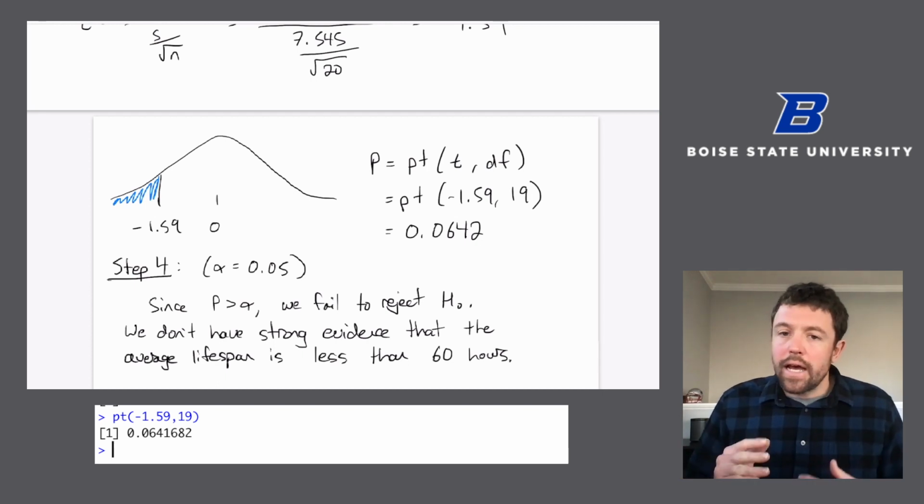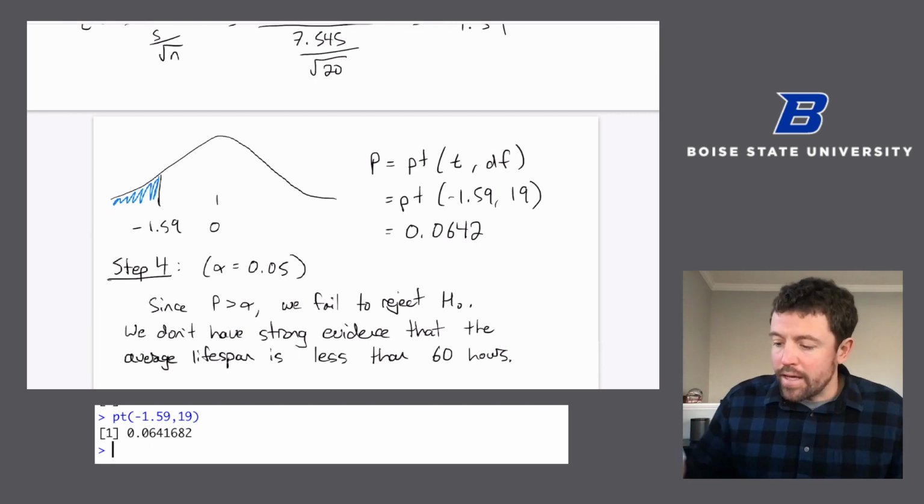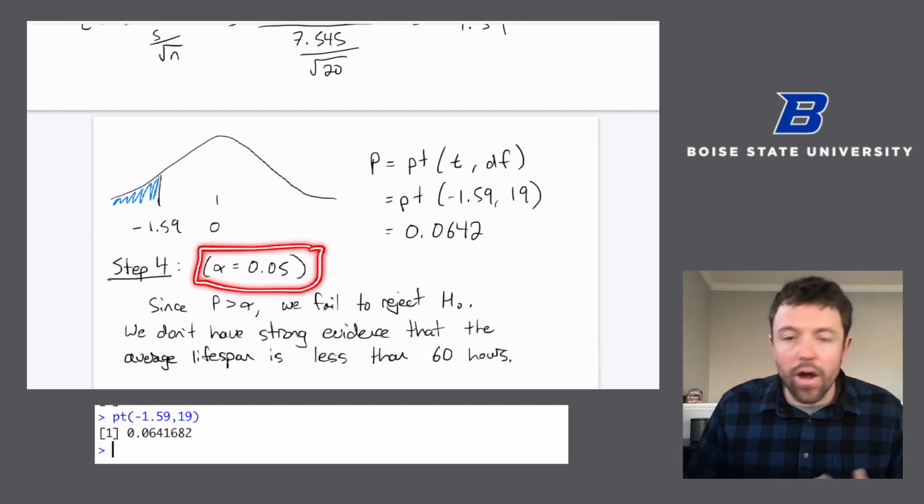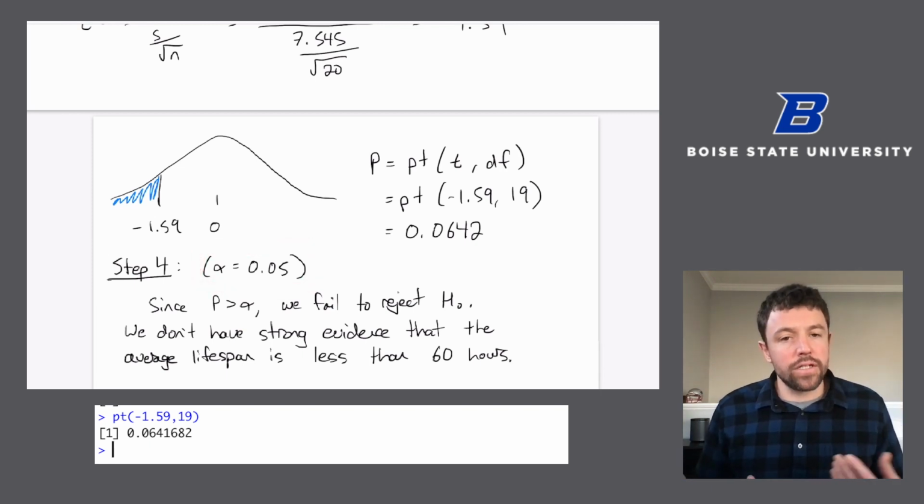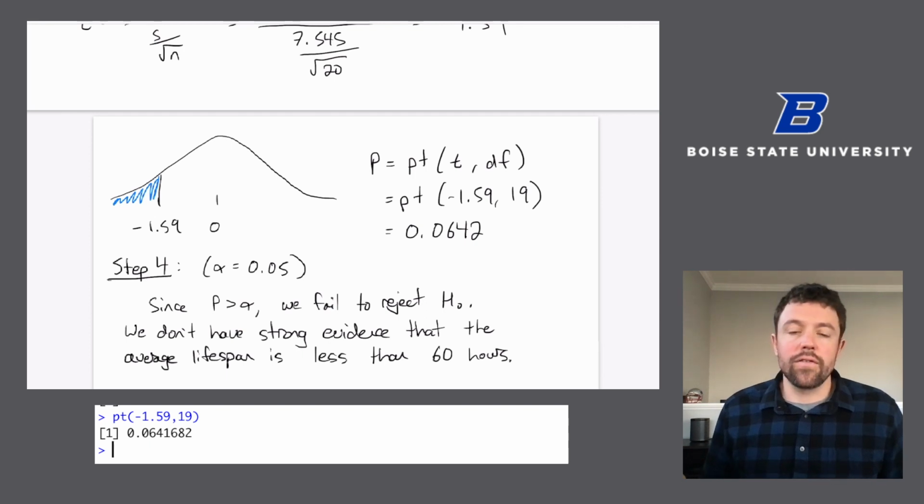But we have to decide what's a big p-value, what's a small p-value. That's where alpha comes in. Often you're just given this in a problem. If it's not given to you, 0.05 is a pretty standard number to choose.